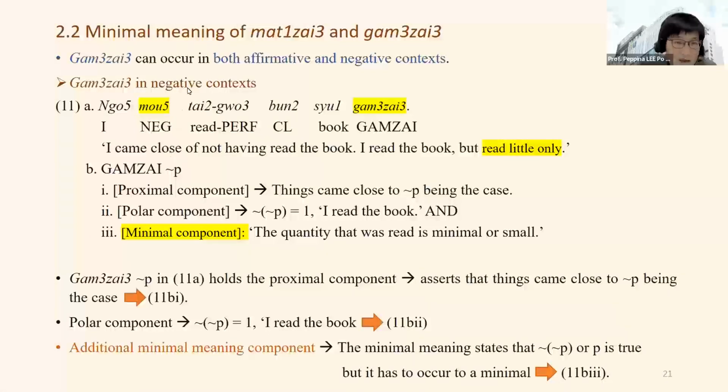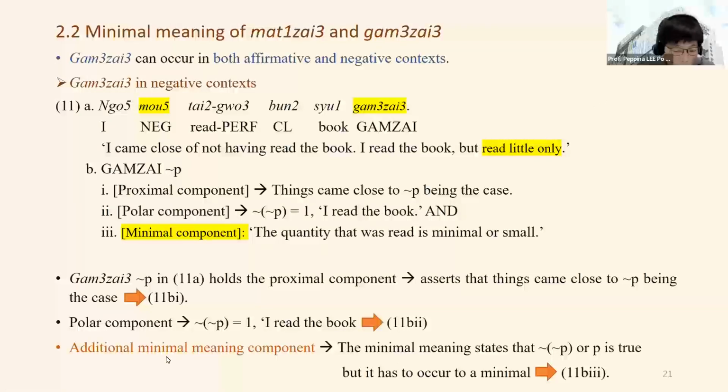今制 when it occurs in the negative sentence, like 我冇睇過本書咁滯. So again, just like what we have for the 乜滯 in the negative sentence, the minimal component is still there. I came close to not having read the book. I read the book, but read little only. So in other words, the minimal component on top of the proximal, which is that things came close to negative P, and the polar, switching the polarity to P, then minimal requires that even though the event did occur, it must occur to the minimal amount. So this is indicated in yellow over here.